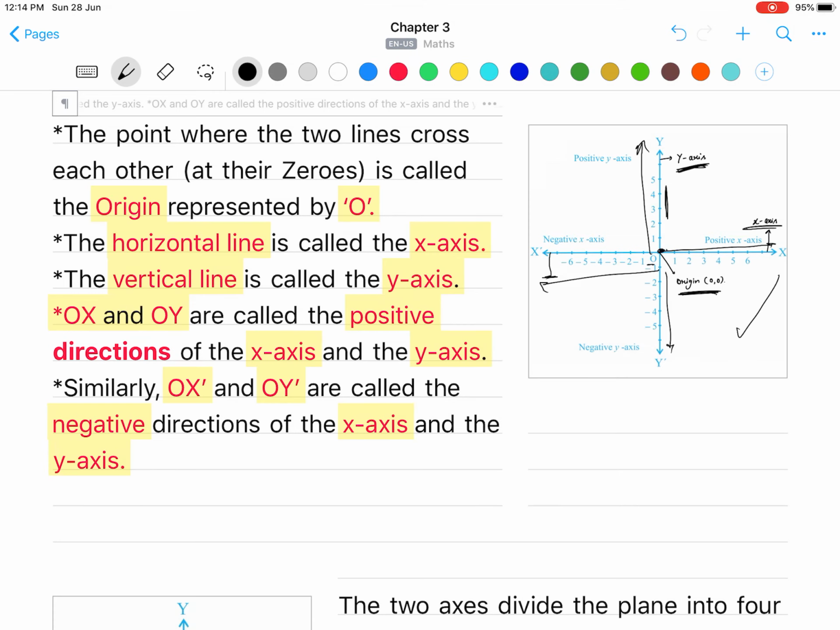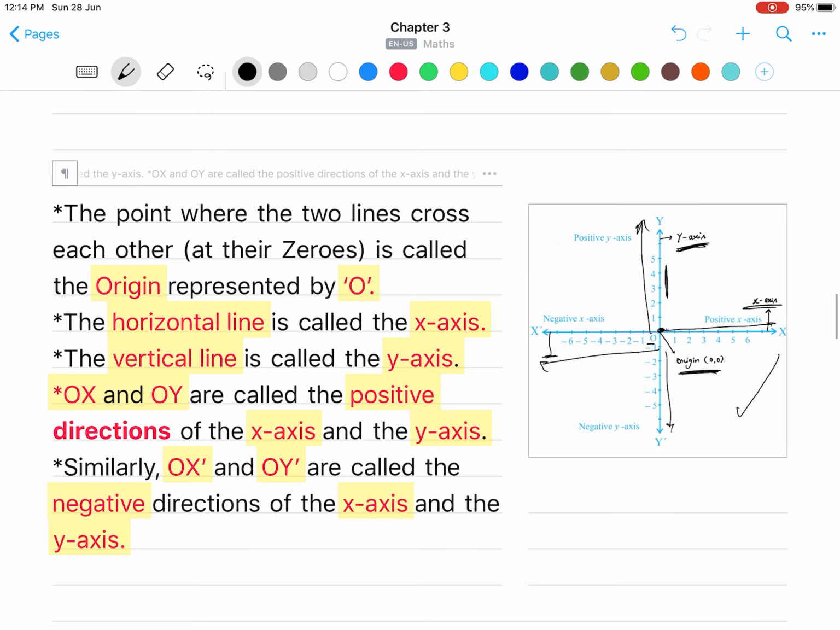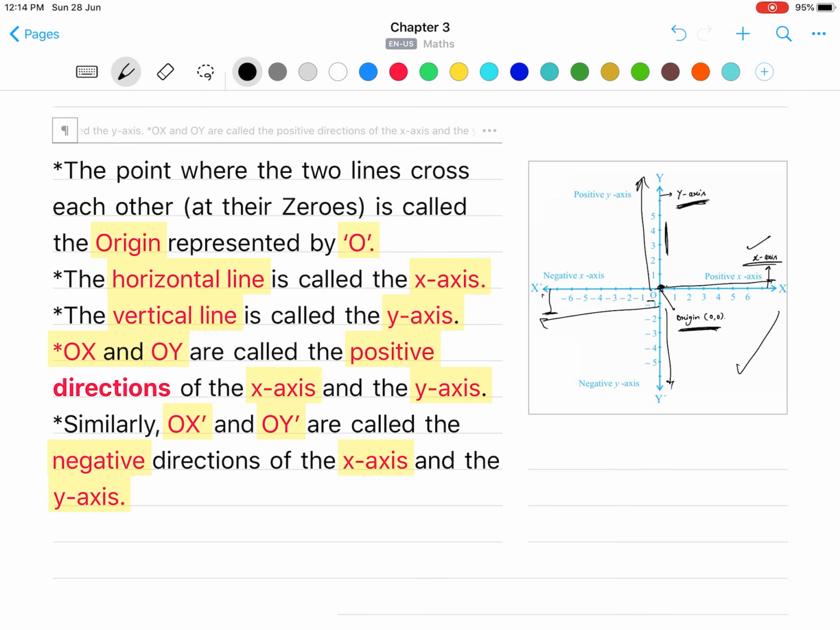I hope you've understood this. It is a simple explanation of the xy plane or Cartesian system. We have two lines, and where they intersect each other is called the origin. The vertical line is called the y-axis, the horizontal line is called the x-axis, and OX and OY represent the positive numbers. Similarly, OX dash and OY dash represent the negative numbers. This is the basic terminology involved in the Cartesian system.